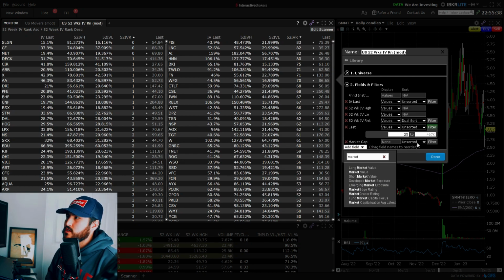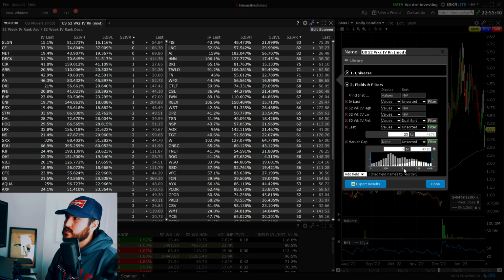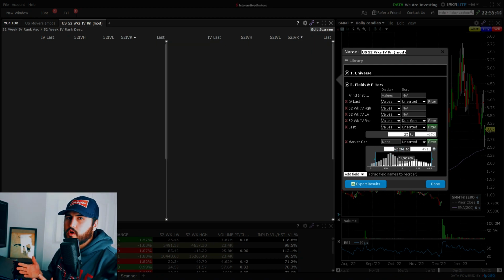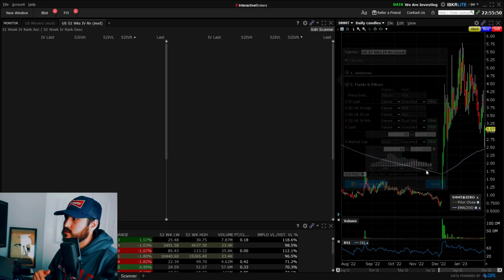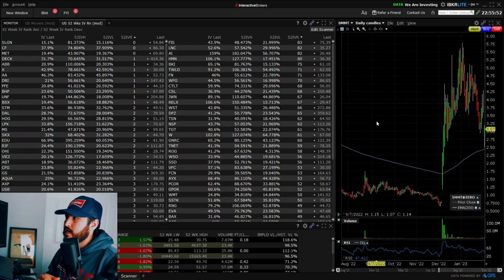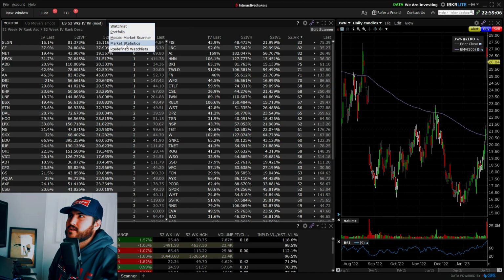For instance, if we wanted to trade stocks or only look at stocks that were worth X amount in value, say $1 billion in market cap or more, they've got to get rid of some of those smaller cap stocks, we can do that as well by adjusting our filter from 1 billion or higher in market cap. Now let's create another scanner from scratch.